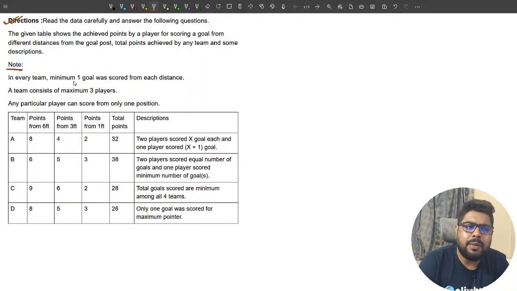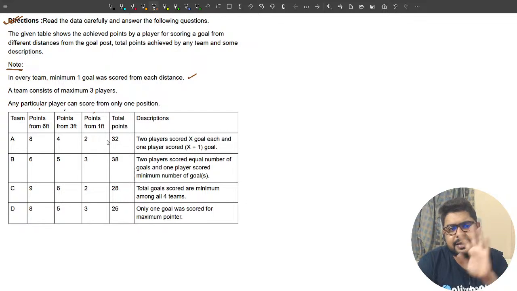Every team, a minimum of 1 goal was scored from each of the distances: 6 feet, 3 feet, 1 foot, 3 distances. A team consists of a maximum of 3 players. Any particular player can score only from one position.